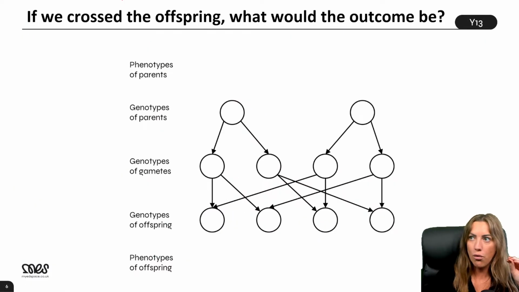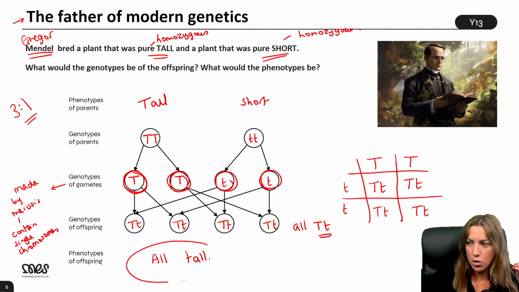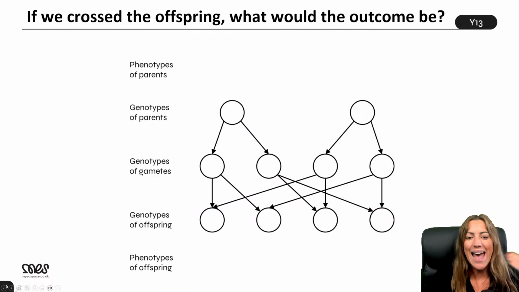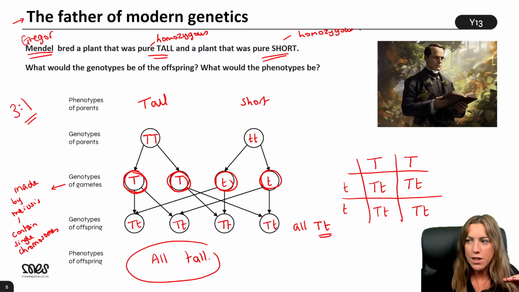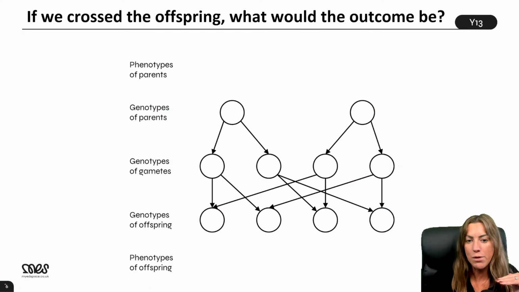So now we're going to cross the offspring. Okay, just go back for one second. We're going to cross two of these offspring. This would be what we call making the F2 generation. So here, the offspring are referred to as the F1 generation. This is the first generation of offspring, the F1 generation. Now we're going to cross two of those offspring plants. We're going to create the F2 generation.